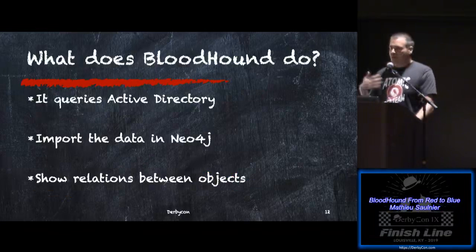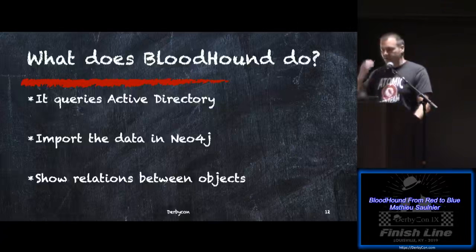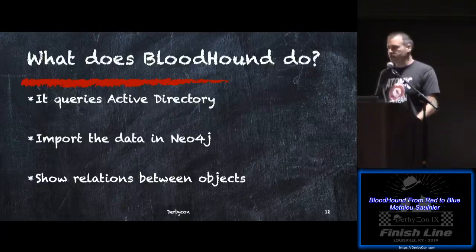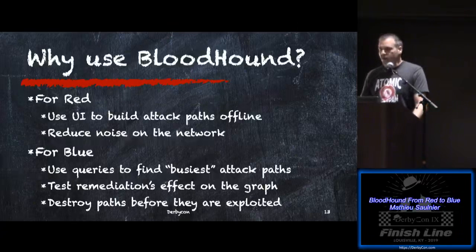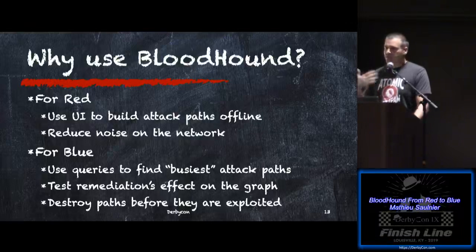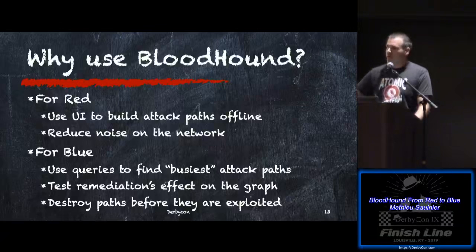So what does BloodHound do exactly? Well, it does three very simple things. It queries Active Directory, it imports information in Neo4j backend database, and then it shows relationship between objects using a GUI. So why should you use BloodHound? Well, for Red Team, you can use the UI to build attack path offline, and this will reduce a lot the noise on the network.